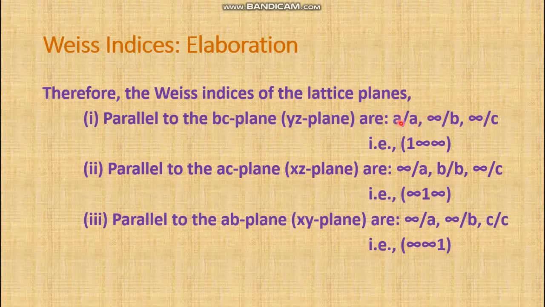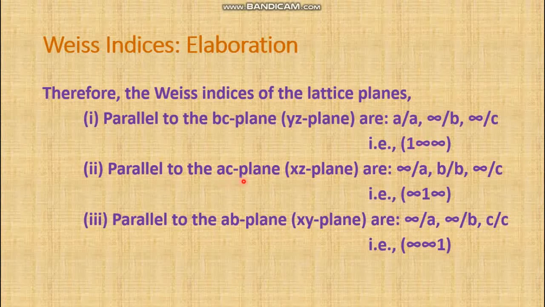Actually this plane intersects the A axis at a distance, and it is parallel to the B axis and parallel to the C axis. That means they are intersecting at infinite distance. So their Weiss indices are 1, infinity, infinity.